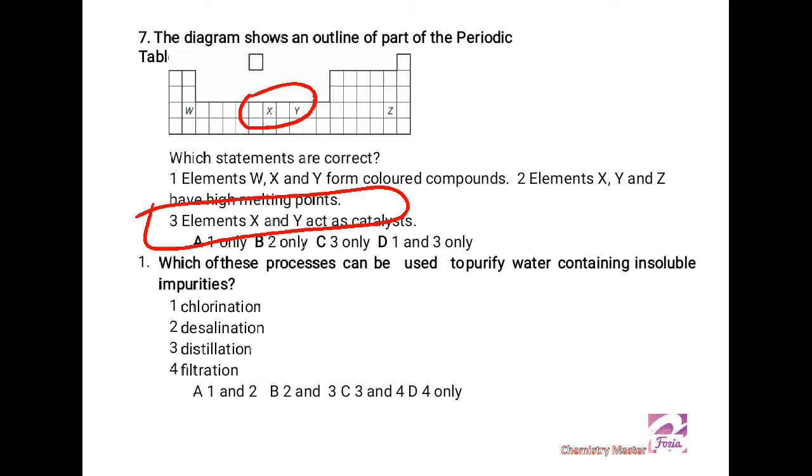Next MCQ is, which of these processes can be used to purify water containing insoluble impurities? Insoluble impurities are always separated from water by filtration. And when we filter it, the insoluble substances are removed from water. But you can also collect some facts about chlorination, desalination and distillation.